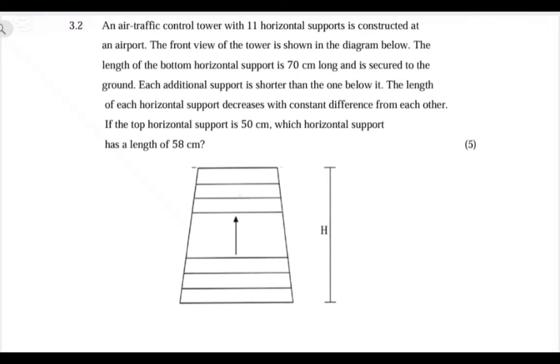They say an air traffic control tower with 11 horizontal supports is constructed at an airport. These towers are the kind of structures where the airplane is landing. Let's say there is an airplane here that is going to land on this side. So this is the horizontal support where the airplane is landing from. They say it has been constructed with 11 horizontal supports. Horizontal supports, they're talking about these lines.